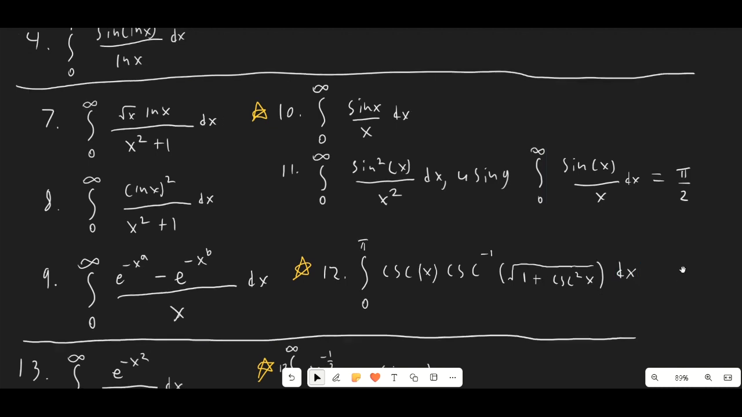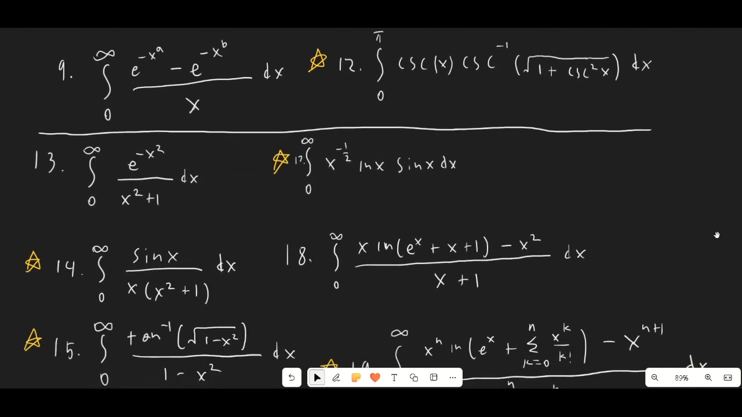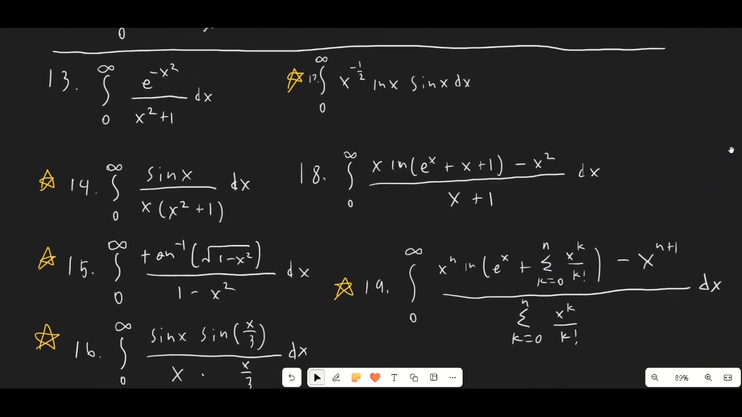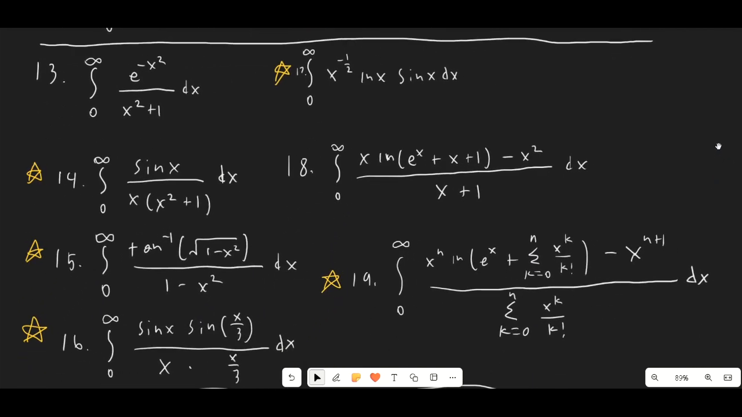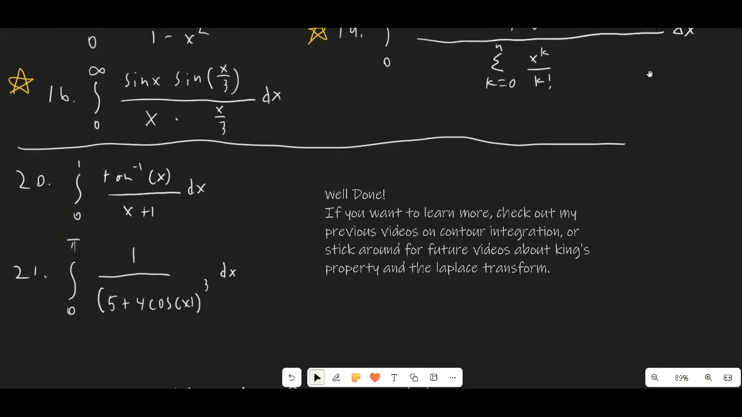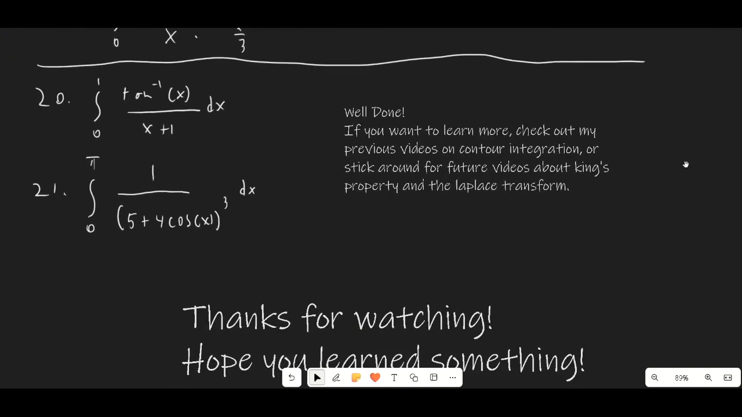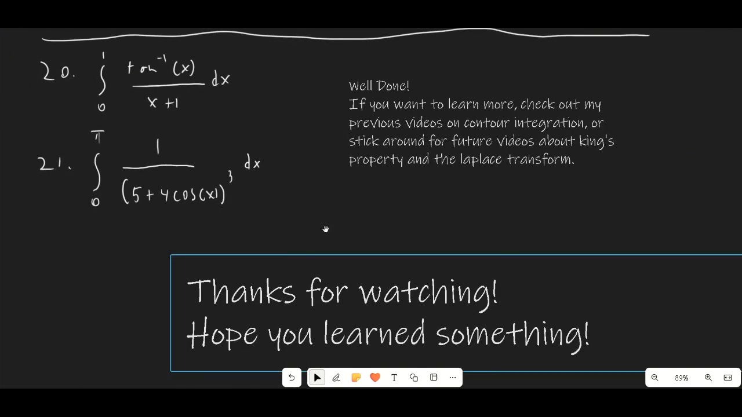Alright, let's go ahead and look at, I believe this is the last set of practice problems. No, it's not. Here's another set of practice problems right here. Lots of stars here. These mean harder problems. And our last 2 practice problems are down here. So hopefully you were able to figure out most or all of those practice problems.